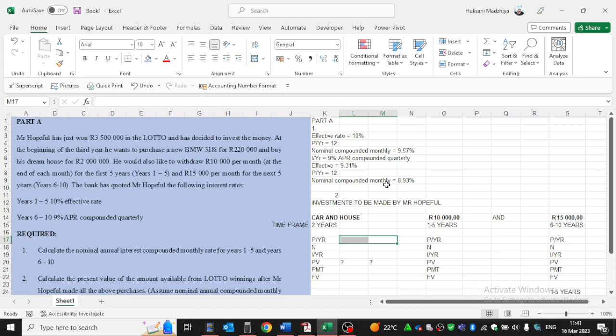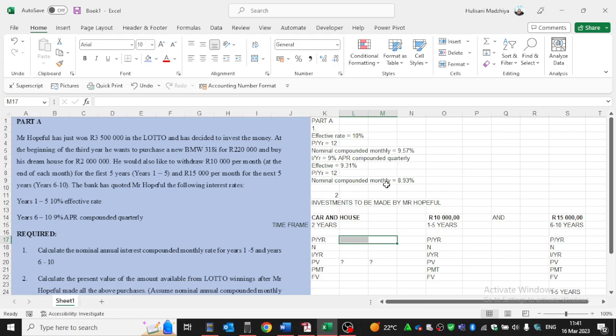The bank has quoted Mr. Hopeful the following interest rates. Year 1 to 5, he's going to be earning an effective interest rate of 10%. It doesn't matter if the nominal rate is quoted monthly, quarterly, or yearly; it must all end up being equivalent to an effective interest rate of 10%. And then from year 6 to year 10 he is going to be earning 9% compounded quarterly. So this is all the information.